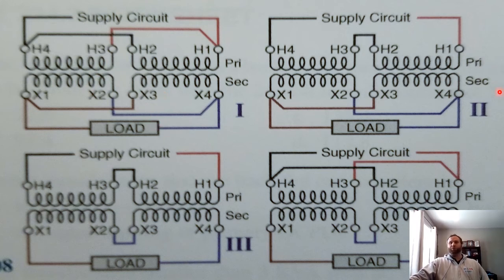If it were an auto transformer, there would be a connection between some of these circuits, between the H4 and X1, or between the H1 and X1. Depending on the configuration, there would be some sort of connection making this all one circuit.